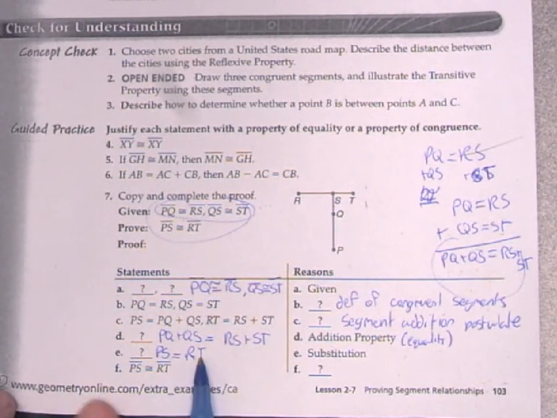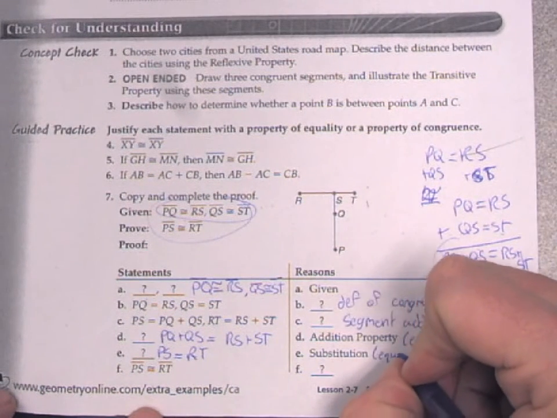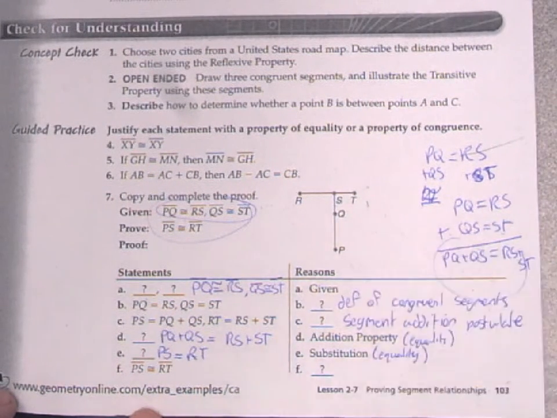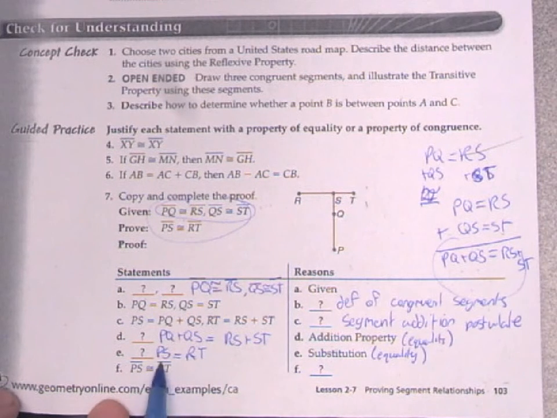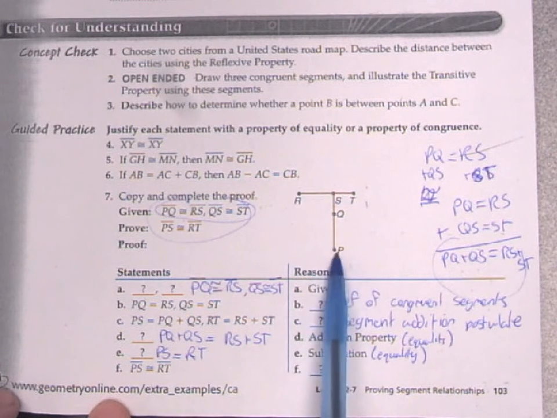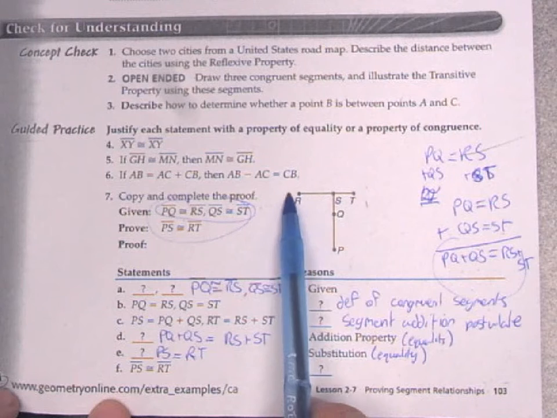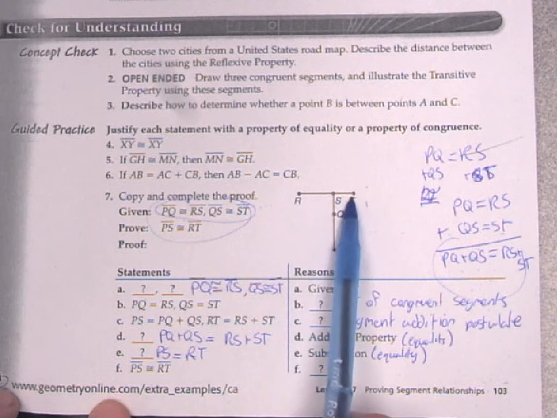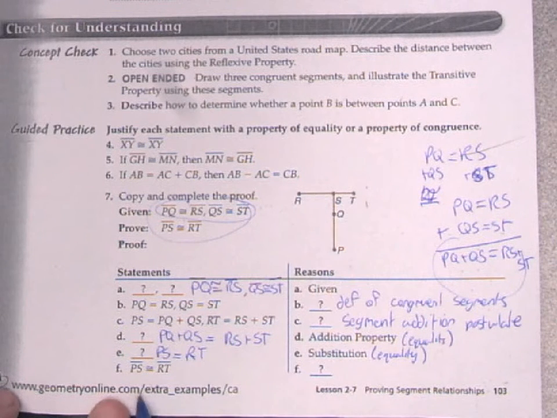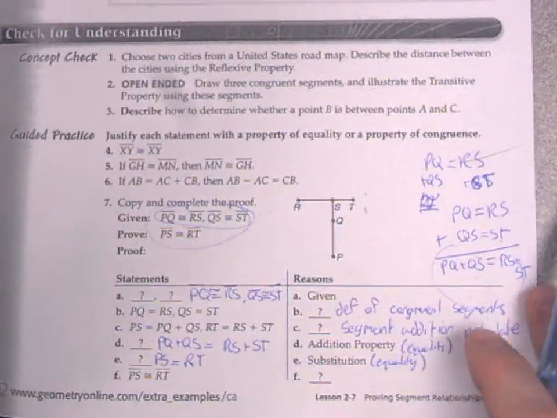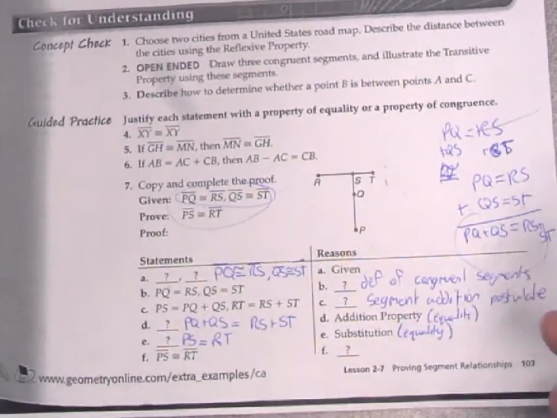Okay? Now that's a substitution property. That's a property of equality, right? Couldn't do that with congruence. And I'm almost there. I've just shown that this guy, PS, the measurement, is equal to RT, the measurement. Now the last thing I have to do is just show that these are congruent, and I can do that. If the two measurements are equal, then the two segments are congruent. That's, again, the definition of congruent segments.